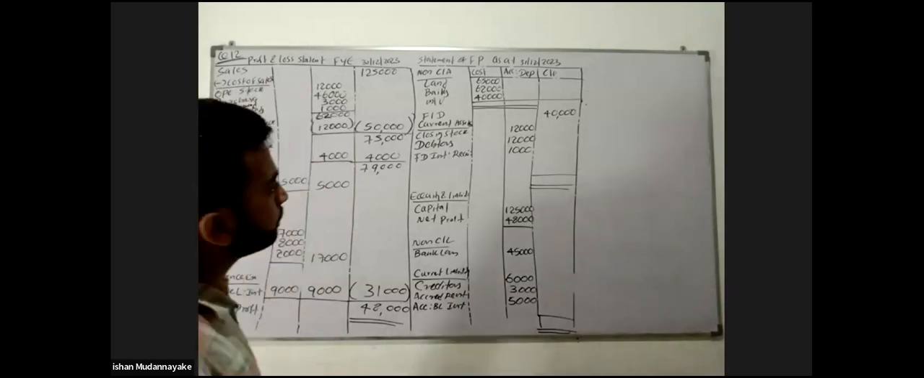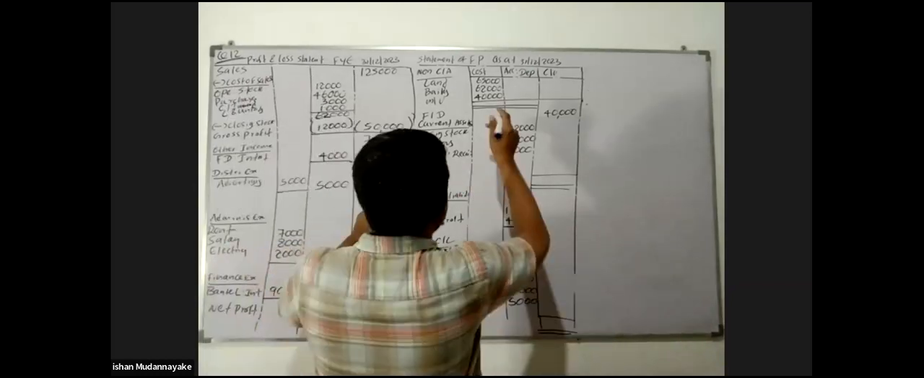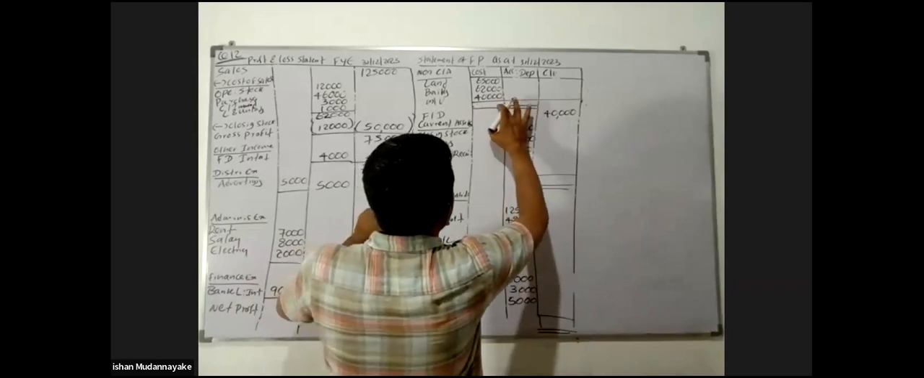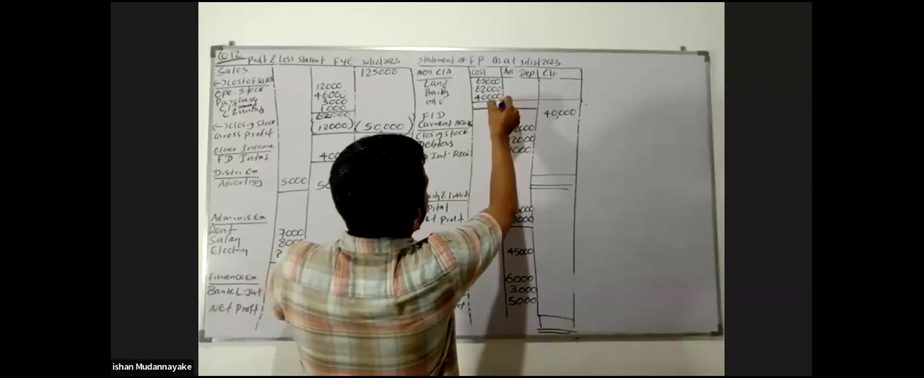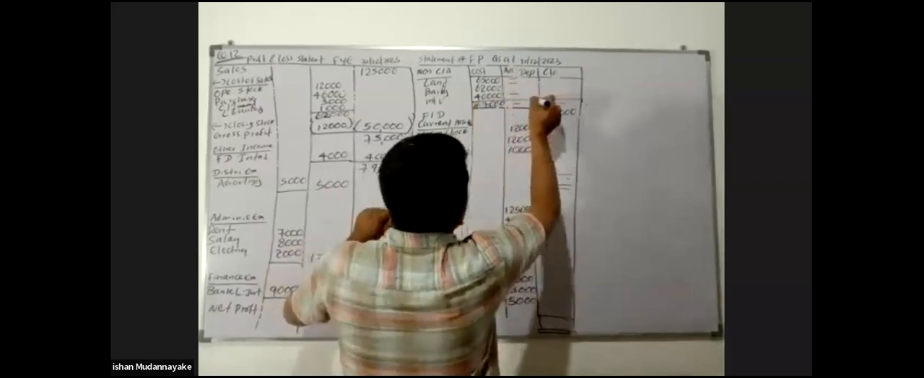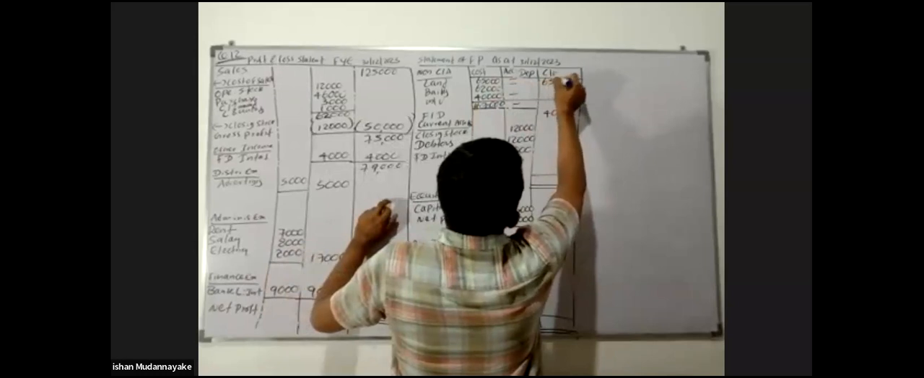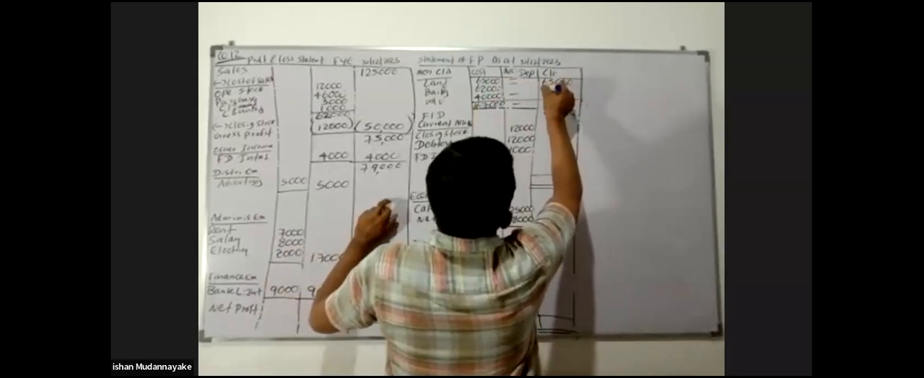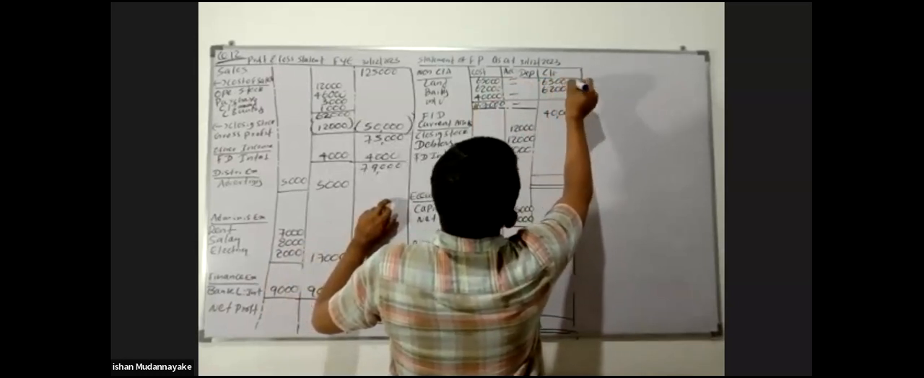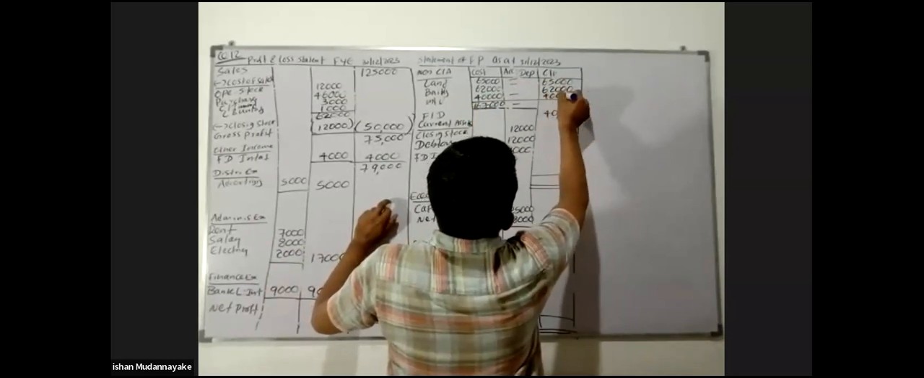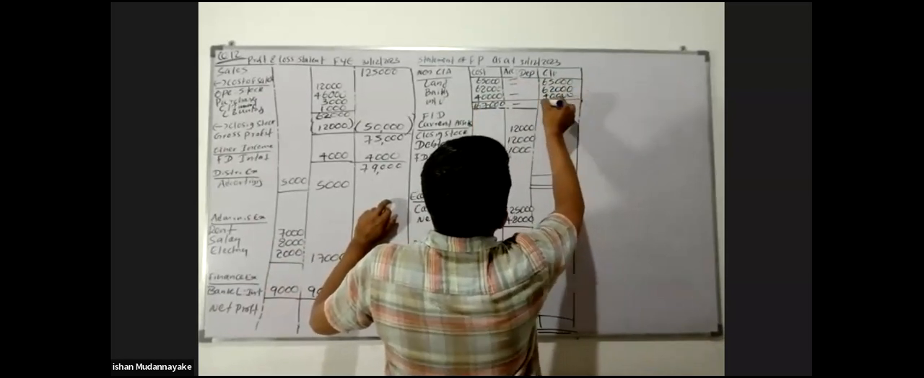Right then. Here, $67,000. 65,000. 62,000. 40,000. 40,000. 167,000.